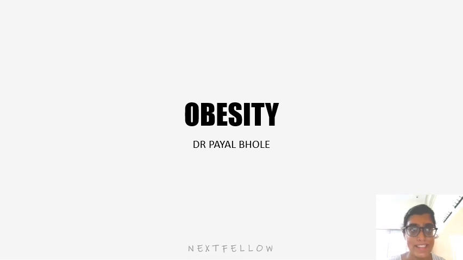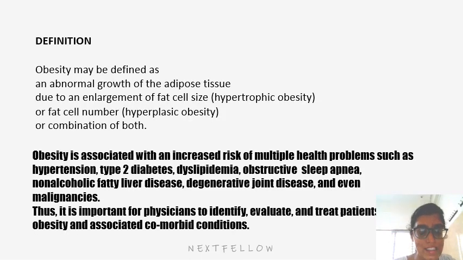Let's talk about obesity. Obesity is defined as an abnormal growth of adipose tissue due to an enlargement of fat cell size, that is hypertrophic obesity, or fat cell number, that is hyperplastic obesity, or a combination of both.